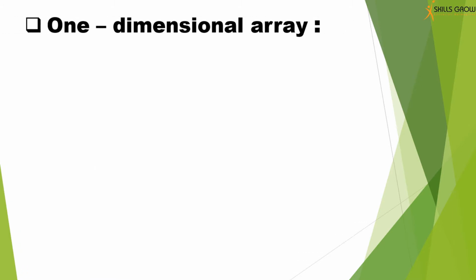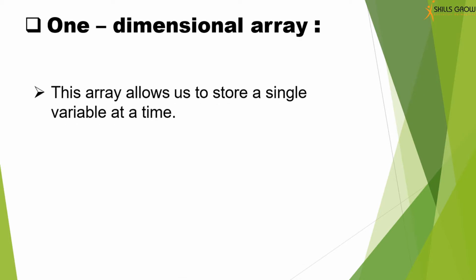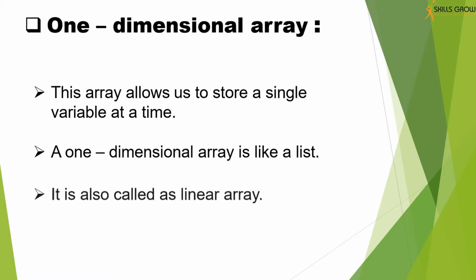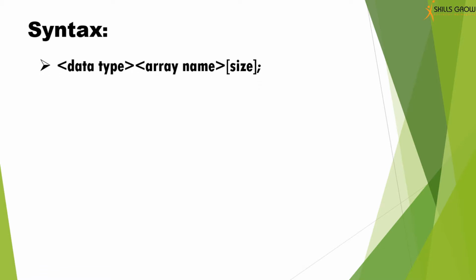One-dimensional array. This allows us to store only a single variable at a time. A one-dimensional array is like a list, so it is also known as a linear array. Here is the syntax for the array. In the syntax, data type denotes the type of elements in the array, and array name is the name given to the array and it must be a valid identifier. And finally, size is the number of elements that an array can hold.